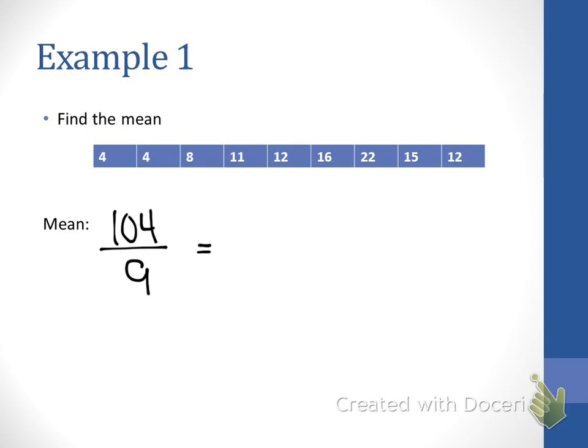And I want to see this work. Anytime you're finding the mean on your homework, quiz, or test, I want to see what you divided by. 104 divided by 9 is 11 and 5/10 repeating. Okay, 11 and 5/10 repeating. And that's how you find the mean.